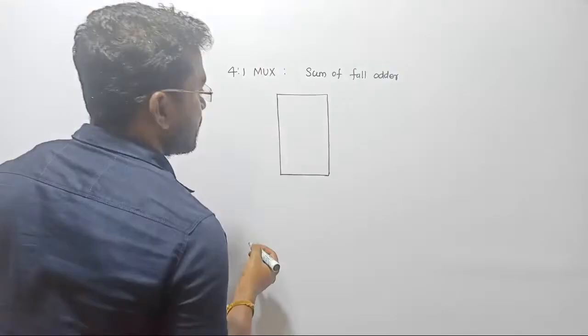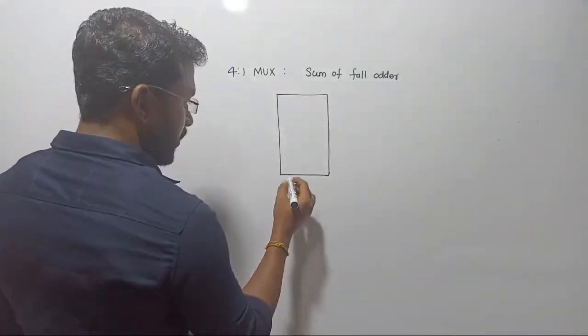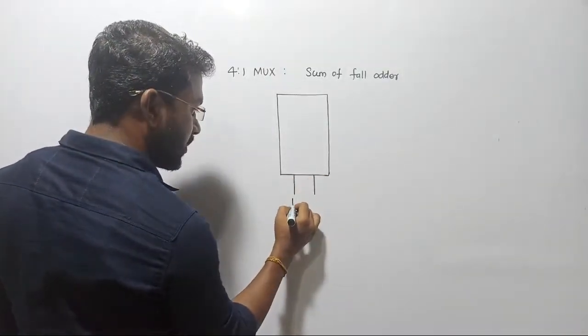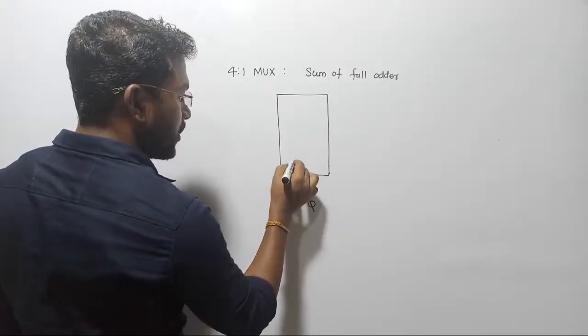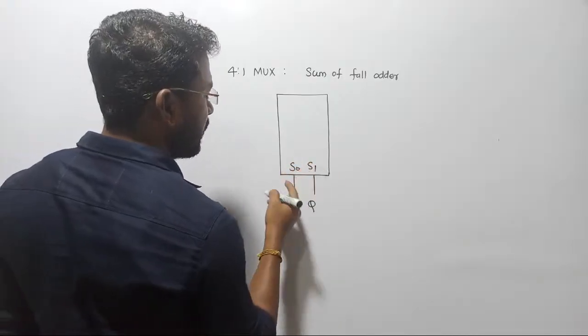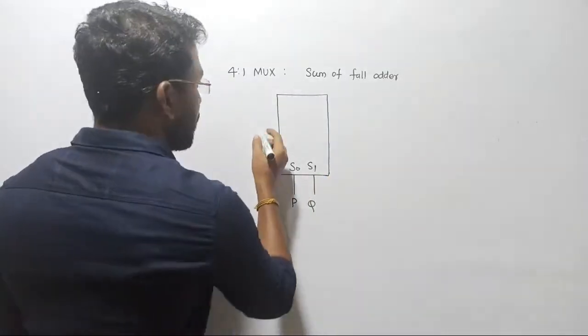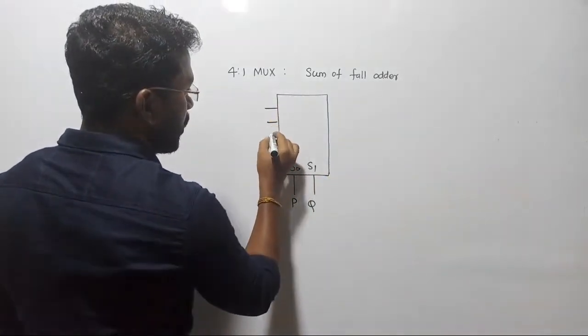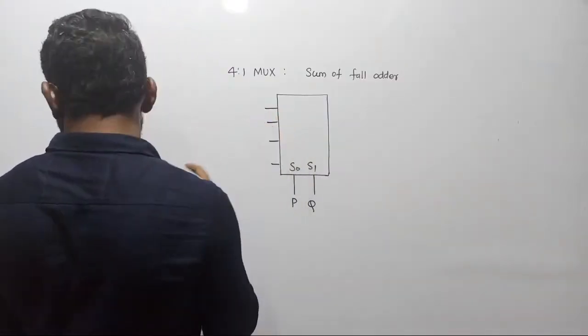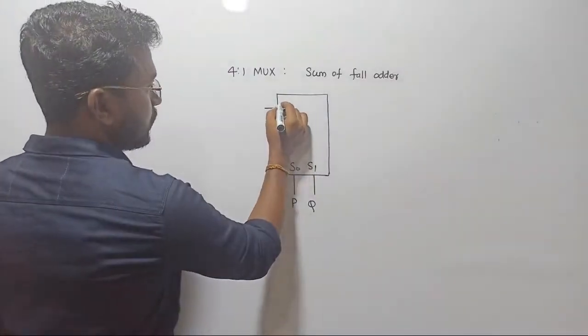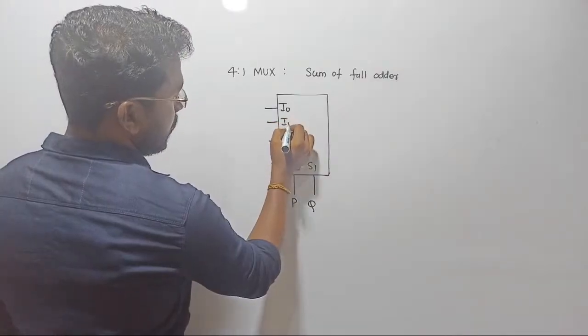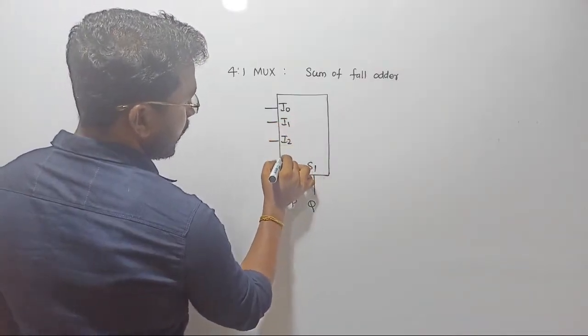So let's see. First of all, in the given diagram, in the selection lines they are considering P and Q here, right? And they said that is S0, S1. Anyway, naming does not matter here. The order is what? PQ. We should go like this, right? And then we are considering 4 lines, 1, 2, 3, 4, right? And I0, I1, I2, I3, right? So we should just name them as I0, I1, I2, I3, right?